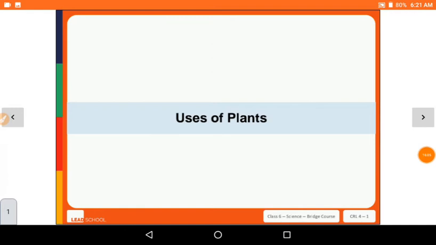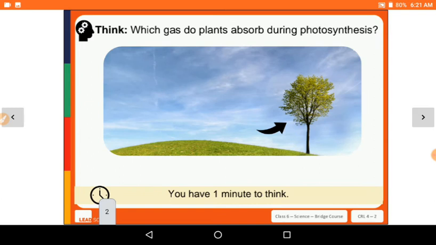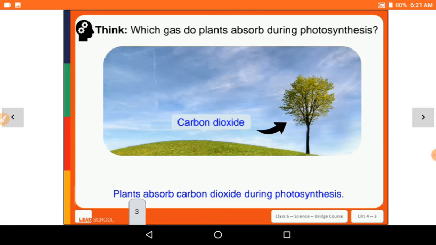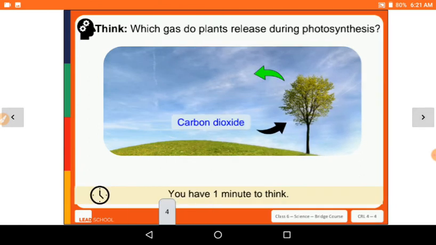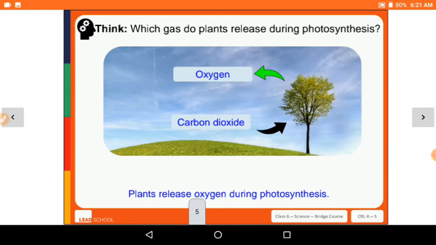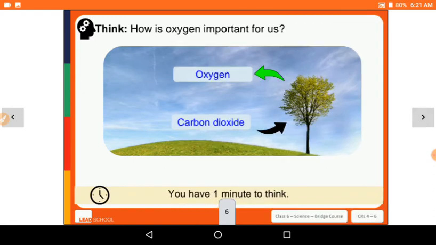So we learned about the parts of plant and how they prepare their own food. Now let us understand how useful they are to us. So, uses of plants. Which gas do plants absorb during photosynthesis? Plants absorb carbon dioxide during photosynthesis. Which gas do plants release during photosynthesis? Plants release oxygen during photosynthesis. They take in carbon dioxide and they release oxygen.